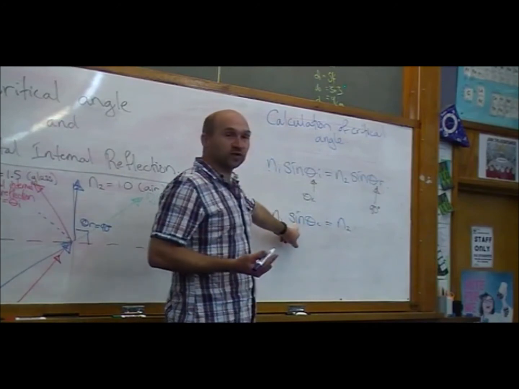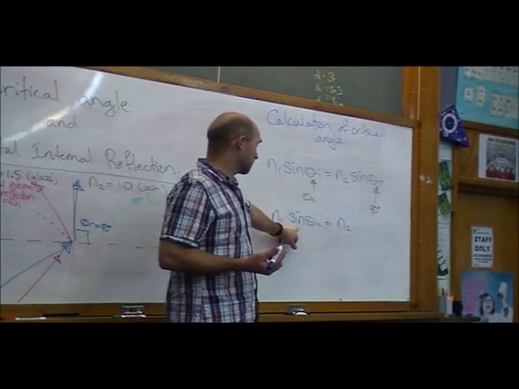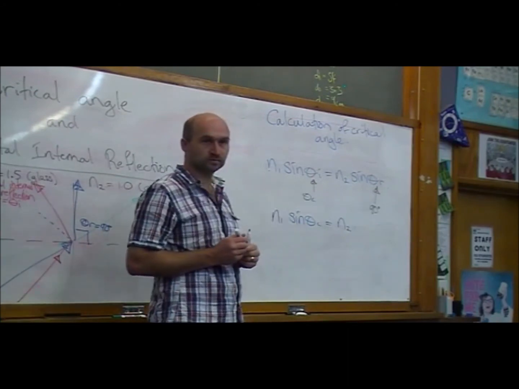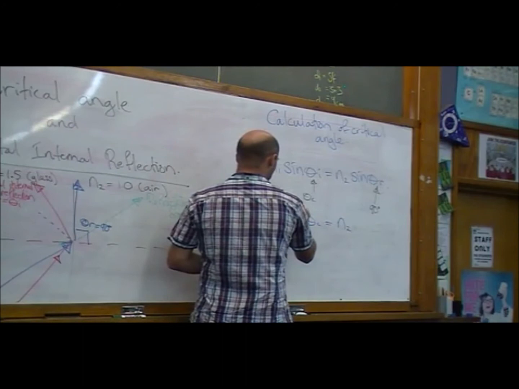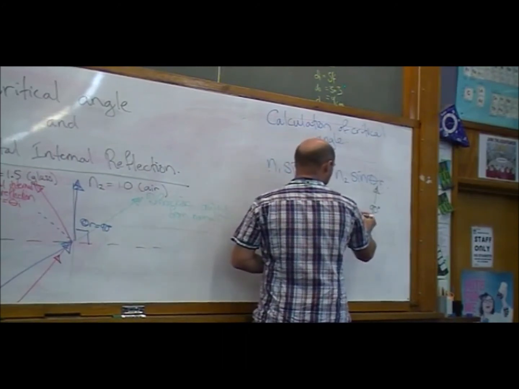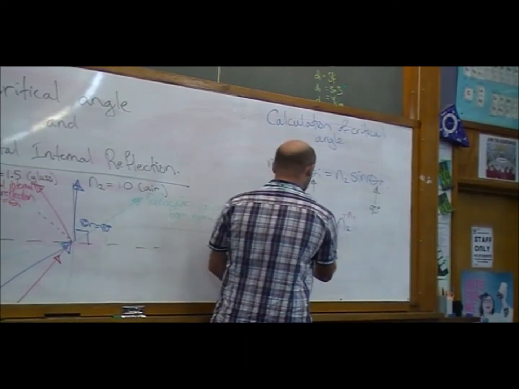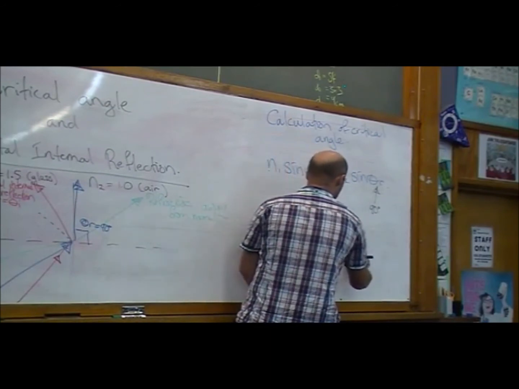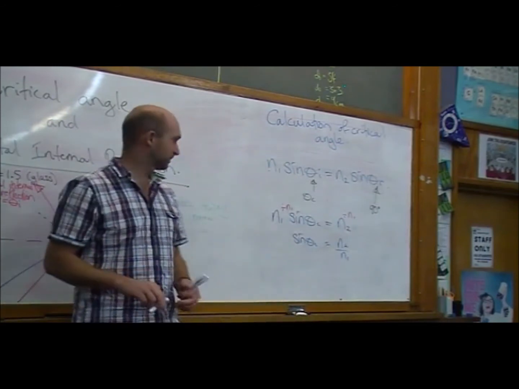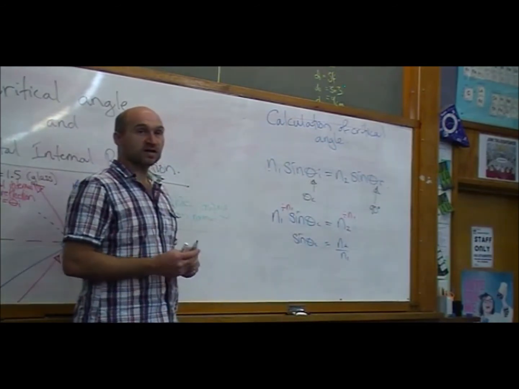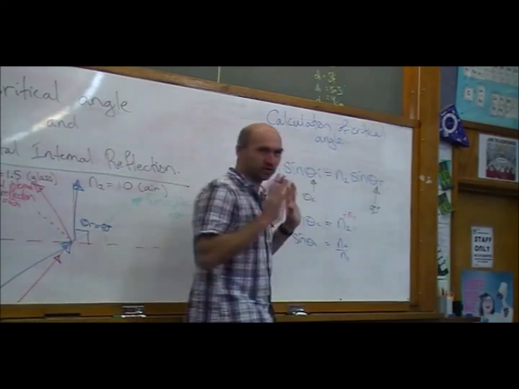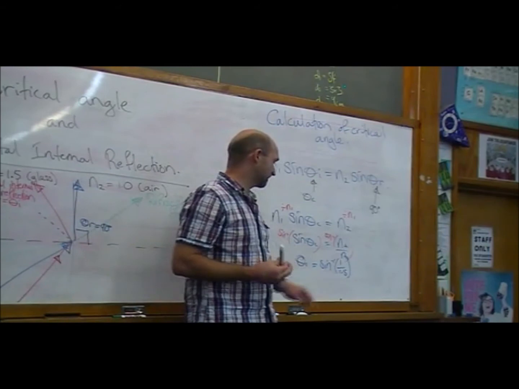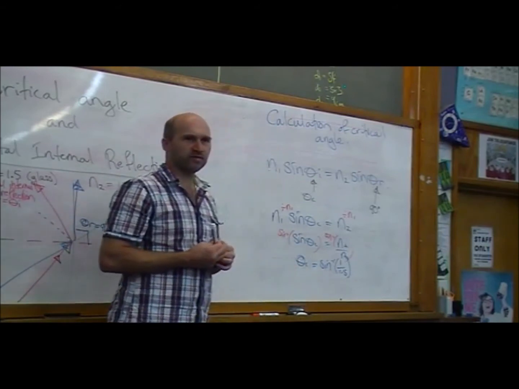And so we have to rearrange this to make theta C the subject. What am I going to do first? Divide by N1. Good. We do the same on both sides of the equation. And so we end up with sine theta C is N2 over N1. What now? Sine to the minus 1. Yeah, we're going to inverse sine it. So theta C is the inverse sine of 1 over 1.5.